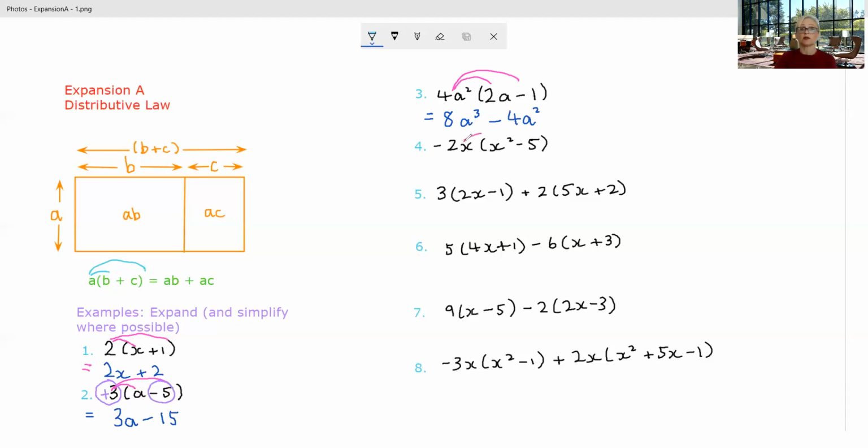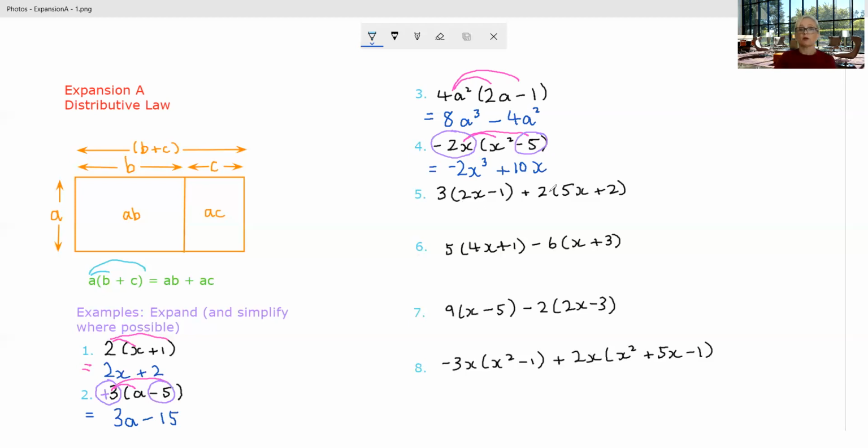Right, let's have a look at this one. Now, be careful here. We actually have a negative outside the front and a negative in our brackets, so we need to be ultra careful. Okay, negative 2x times x squared is negative 2x cubed. Negative 2x times negative 5 is positive 10x. Okay, so just be really, really careful with your signs there.